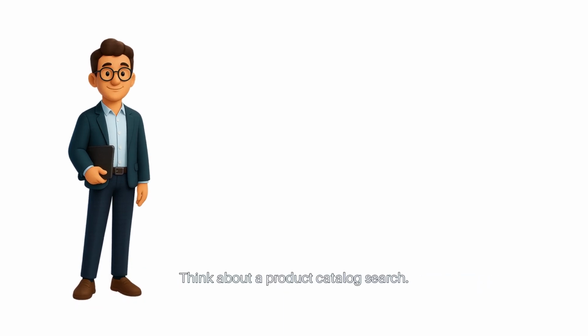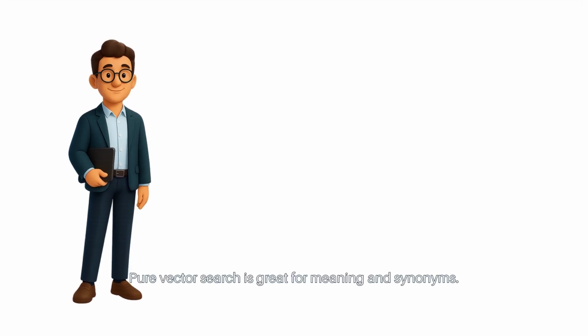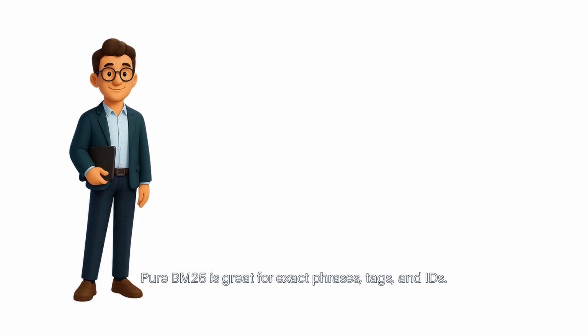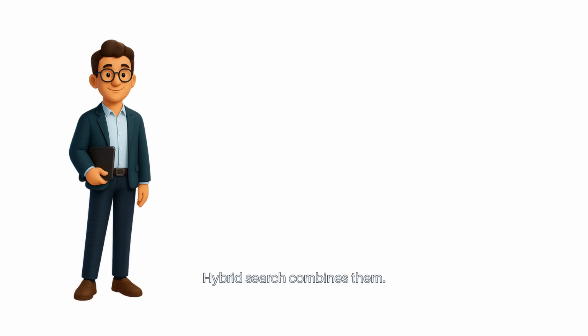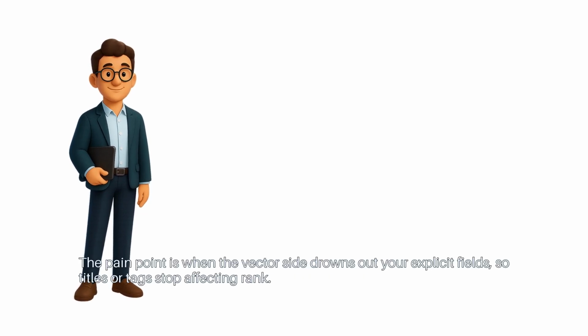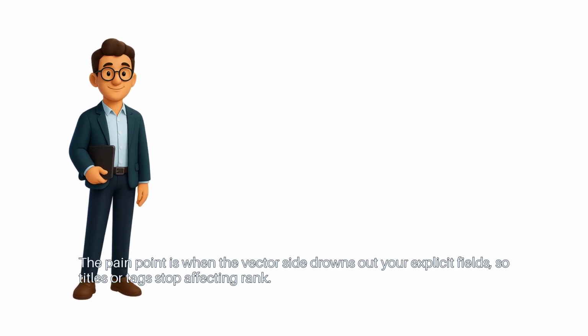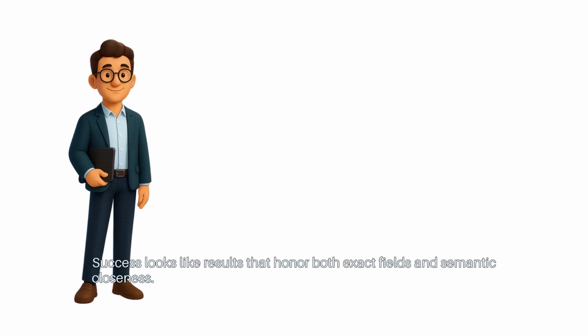Think about a product catalog search. Pure vector search is great for meaning and synonyms. Pure BM25 is great for exact phrases, tags, and IDs. Hybrid search combines them. The pain point is when the vector side drowns out your explicit fields, so titles or tags stop affecting rank. Success looks like results that honor both exact fields and semantic closeness.